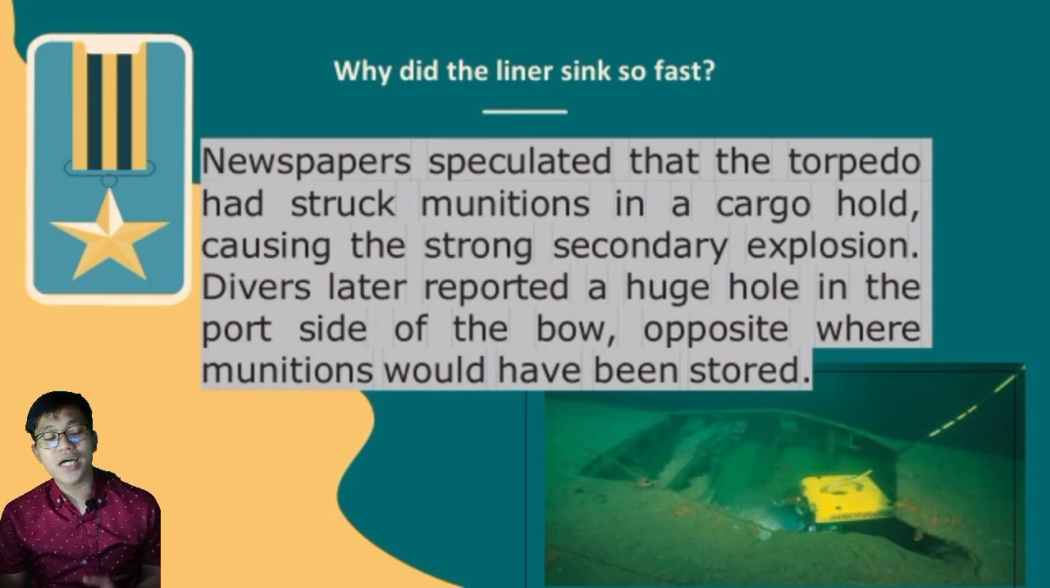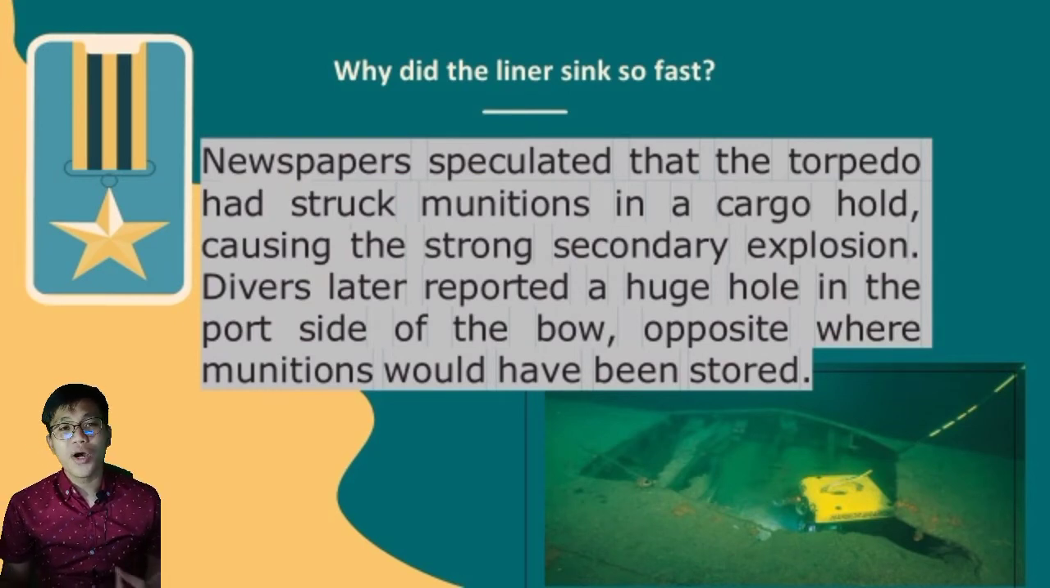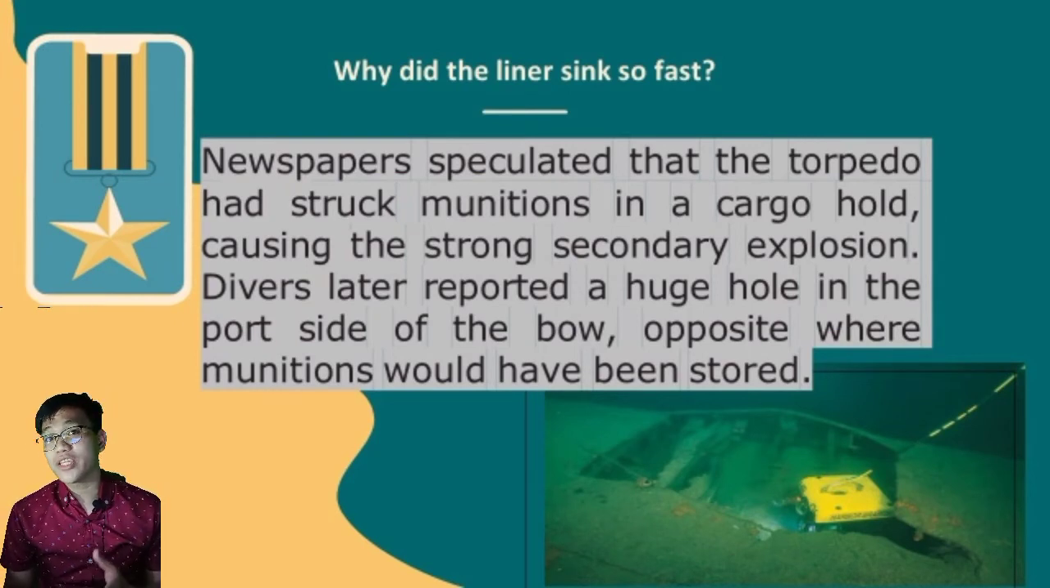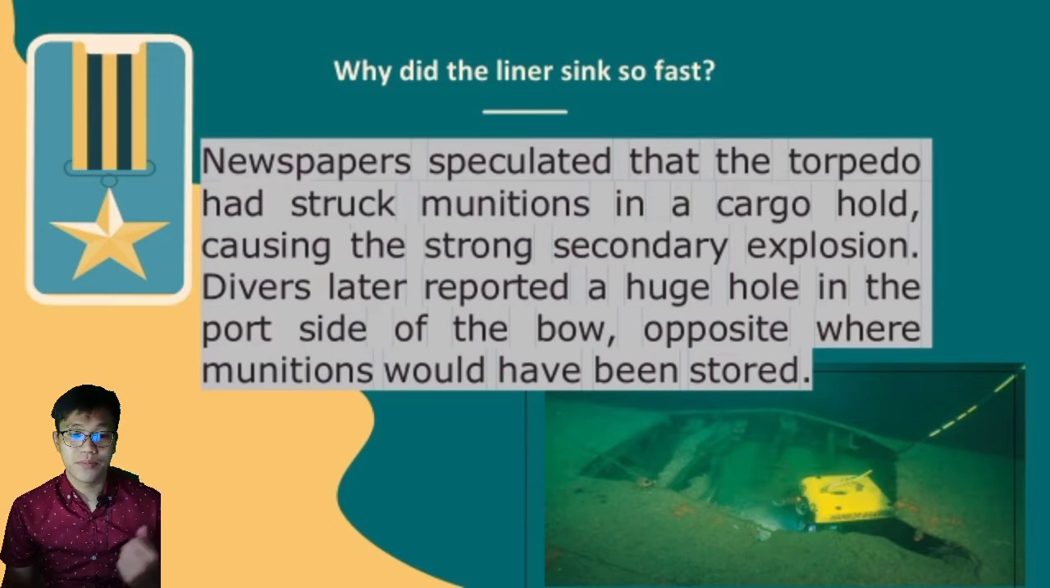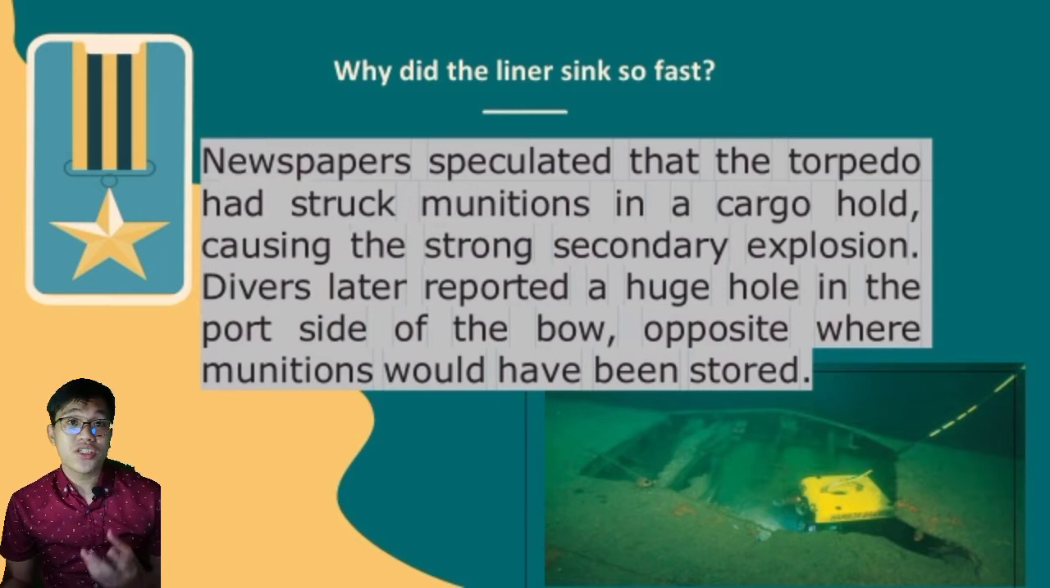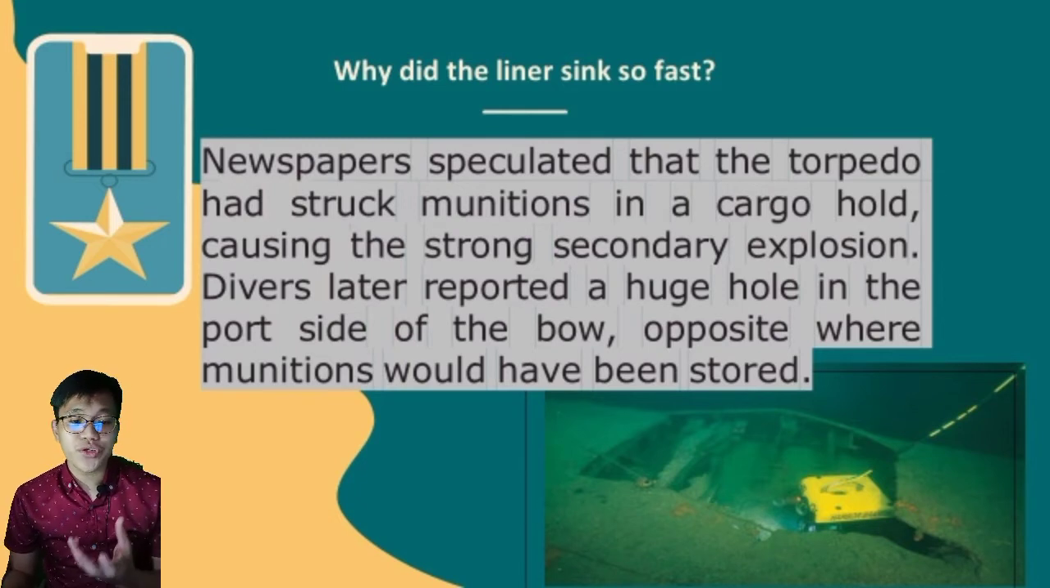So there is the biggest puzzle that has been the hardest to solve. Why did the liner sink so fast despite the size and the structure of this ship? So the newspapers speculated that the torpedo had struck munitions in the cargo hold, causing the strong secondary explosion. Divers later reported a huge hole in the port side of the bow, opposite where munitions would have been stored.